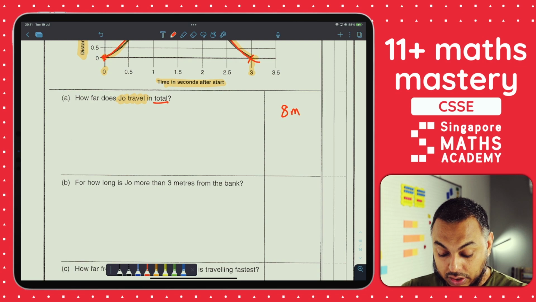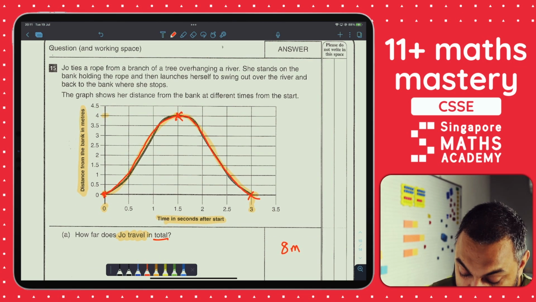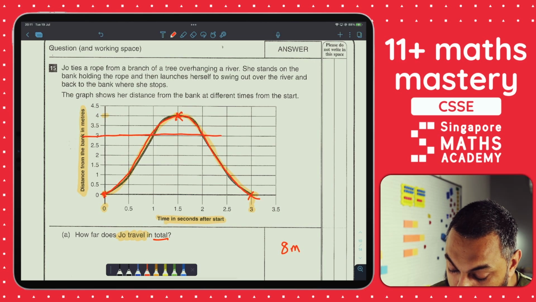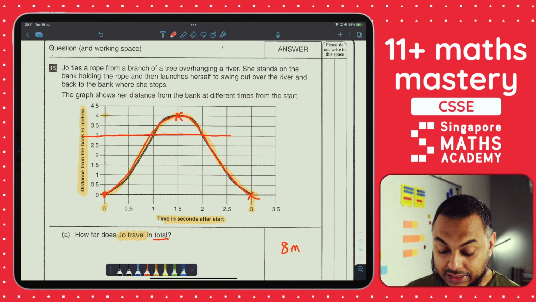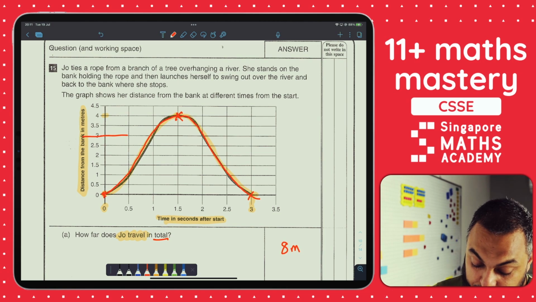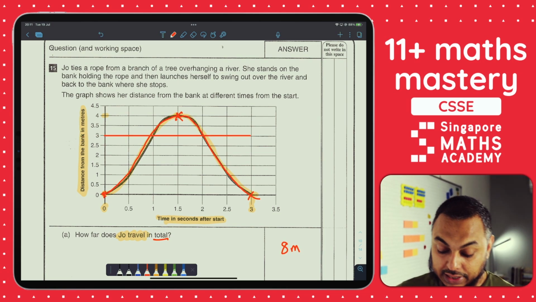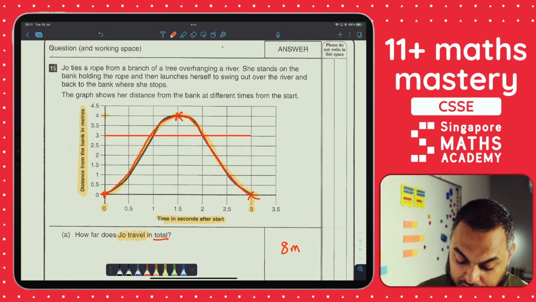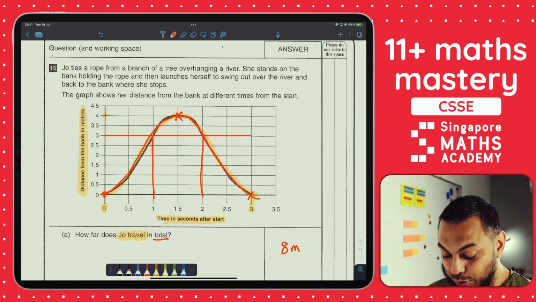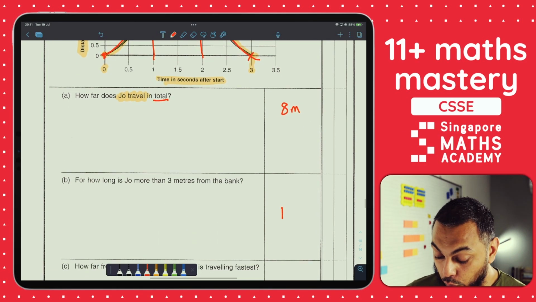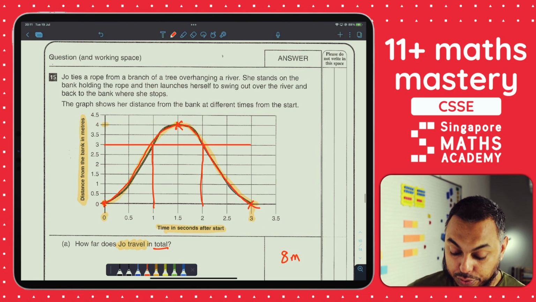For how long is Joe more than 3 meters from the bank? So 3 meters from the bank is here. Okay, so I'm going to make a line. If I had a ruler, I would do that instead. So let me do that properly. You can see, I'll make a straight line, and I can see that from 1 second to 2 seconds, that's 1 whole second. For 1 second, she's above 3 meters.